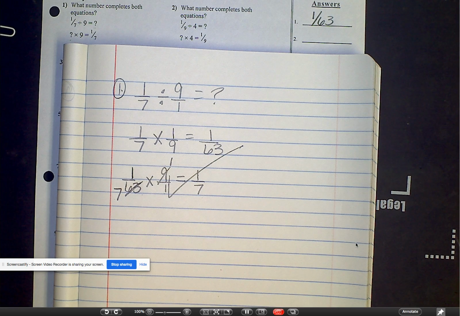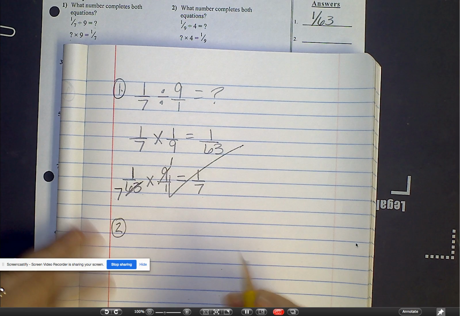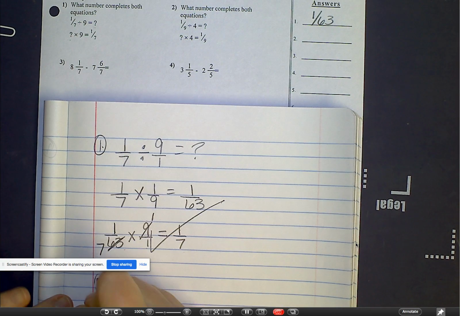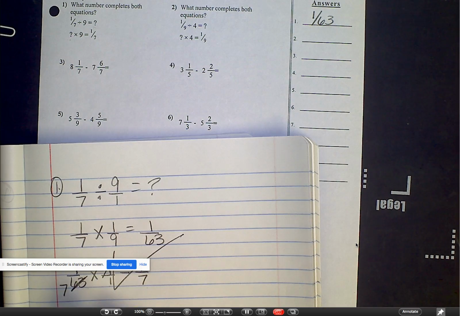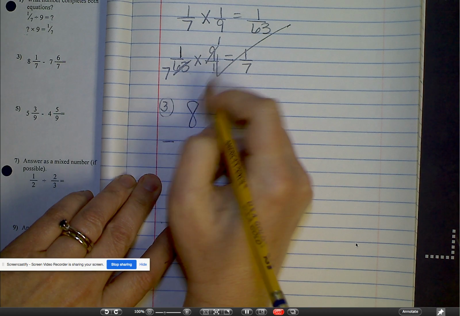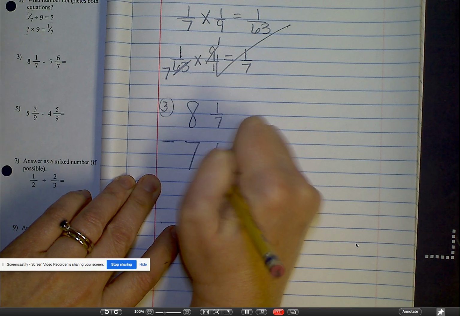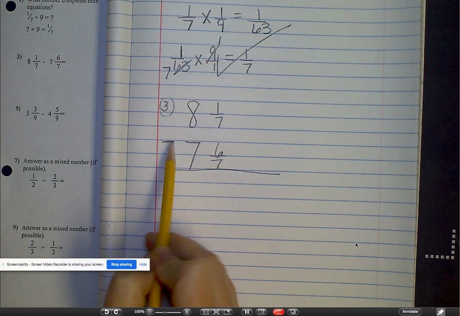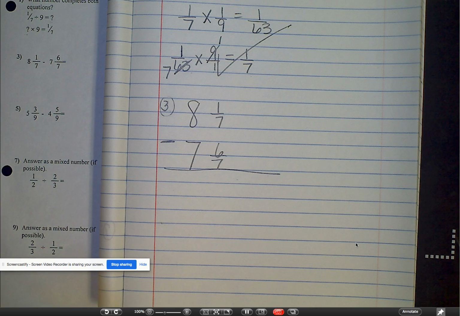Okay. Number two, we have, oh, not number two, number three. I only did the odds with you guys. Number three says 8 and 1/7. Let me write it down. 8 and 1/7 minus 7 and 6/7. Okay, first thing you want to do when you're doing a subtraction problem is to make sure that you have a common denominator. In this case, we do. So we can go ahead and move on to our operation, which is subtract.